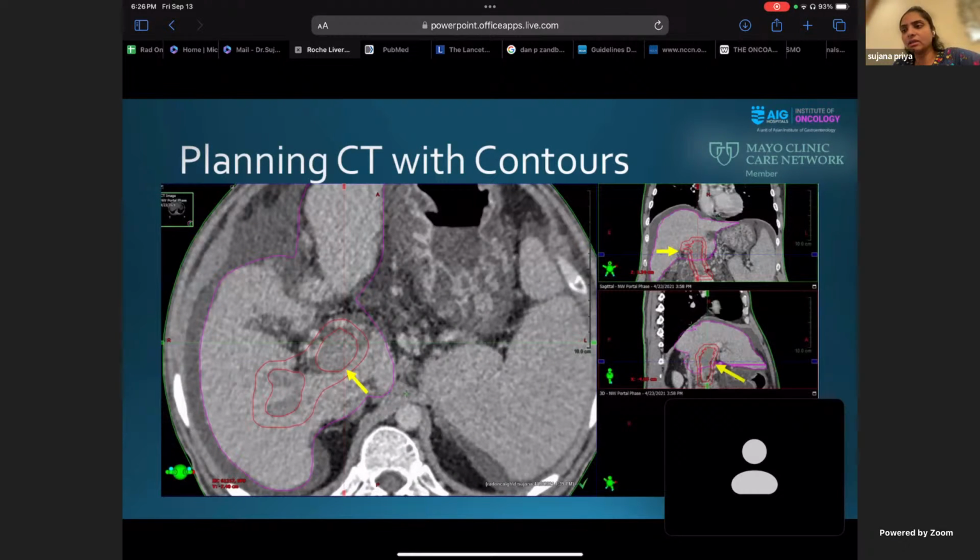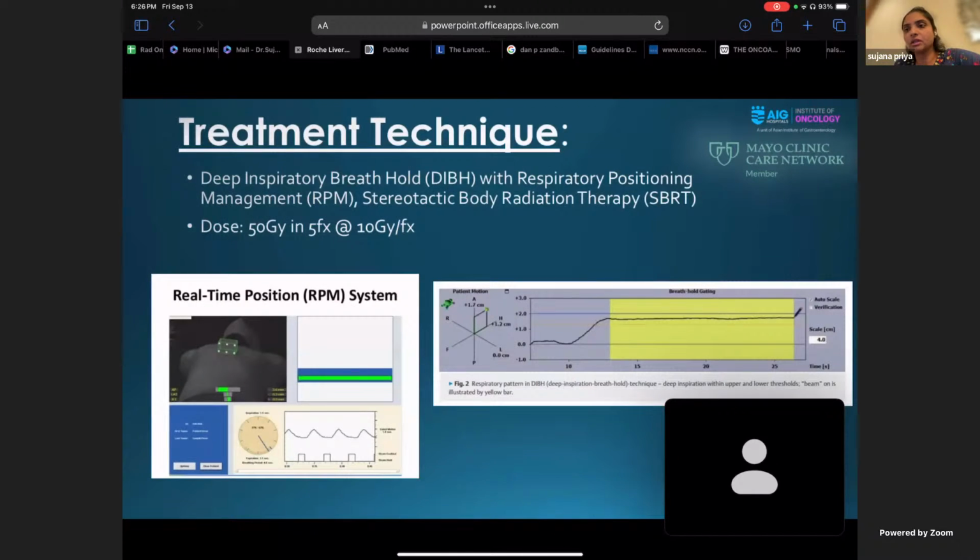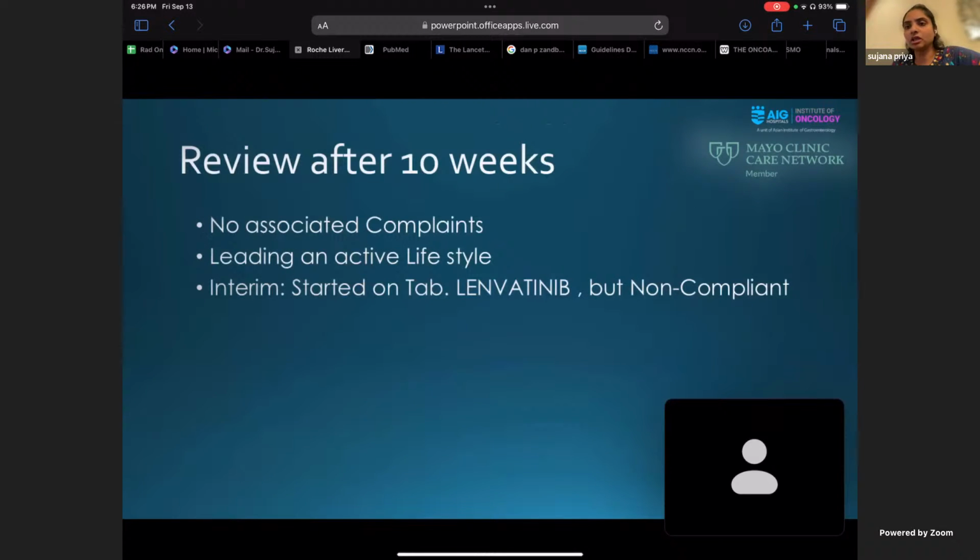We've given a considerably good dose for this patient. We treated the primary with the portal vein tumor thrombus, giving a dose of 50 Gray in 5 fractions with a DIBH technique. There were no associated complaints. He went on to take lenvatinib, but he had complaints because of side effects, and because of financial toxicity and other things.